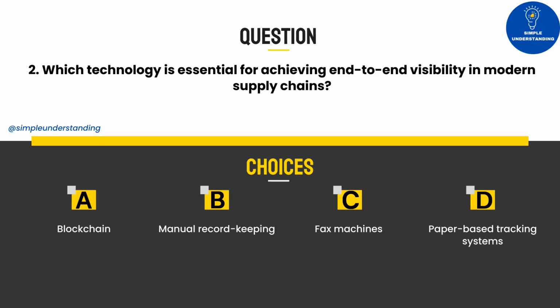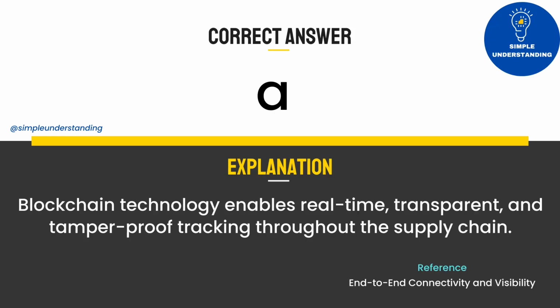2. Which technology is essential for achieving end-to-end visibility in modern supply chains? A. Blockchain. B. Manual record-keeping. C. Fax machines. D. Paper-based tracking systems. Correct answer: A. Explanation: Blockchain technology enables real-time, transparent, and tamper-proof tracking throughout the supply chain.